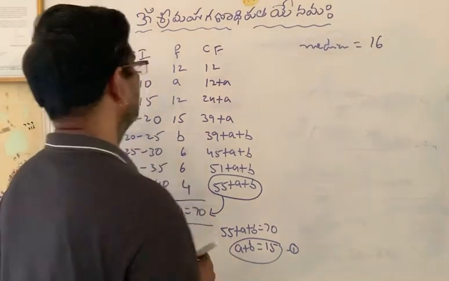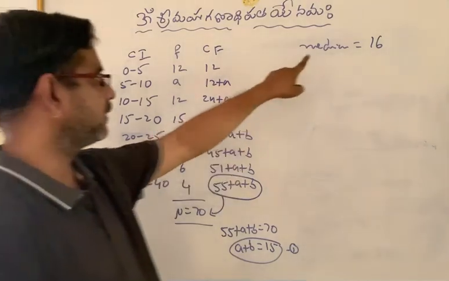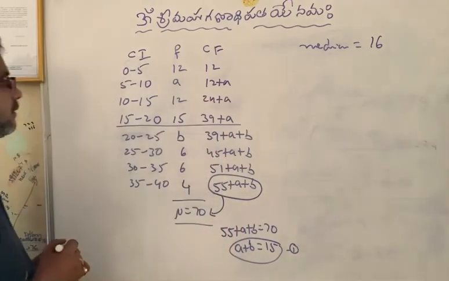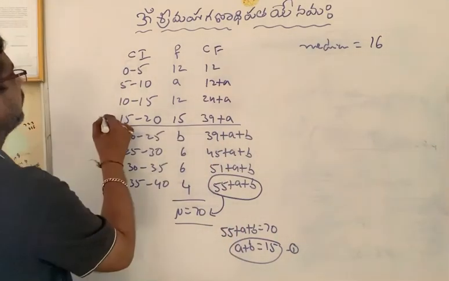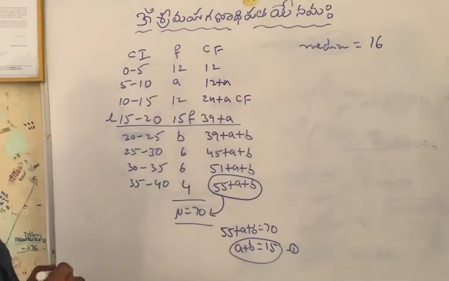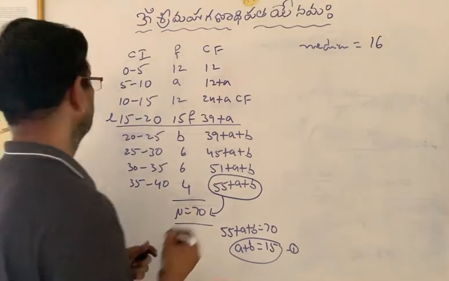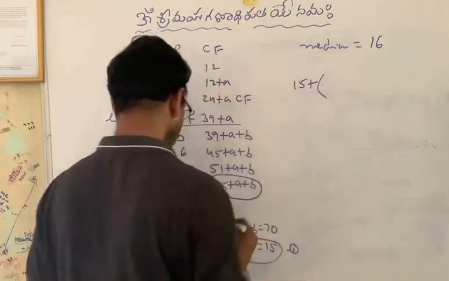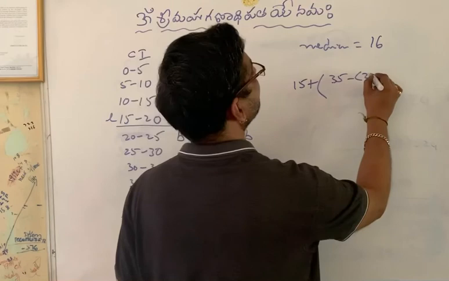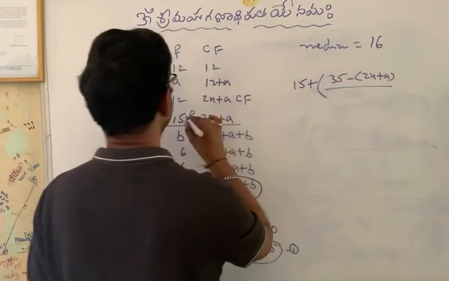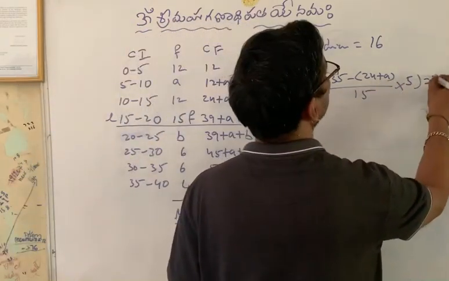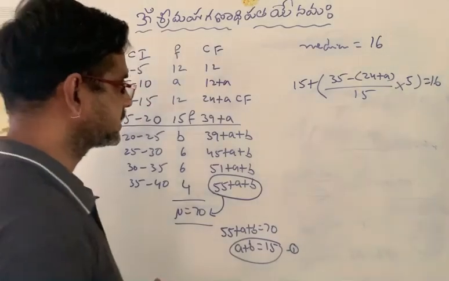Now, the median class. How to find the median class? Median value is given, 16. So the median class will be 15 to 20. Lower boundary, frequency of median class, cumulative frequency of the class preceding the median class, CF. Now, L plus n by 2, n we know is 70, 70 by 2 is 35, minus CF, 24 plus A, by f, 15, and height of the class, 5 you observe, is equal to 16.